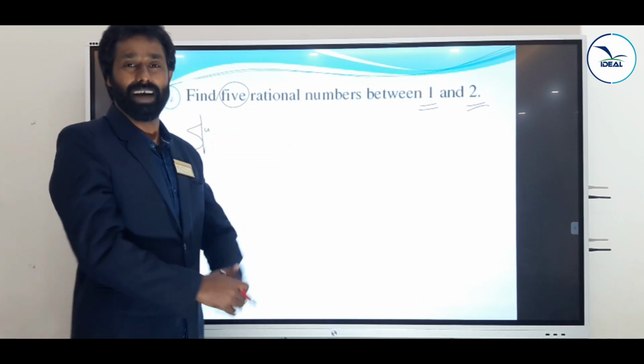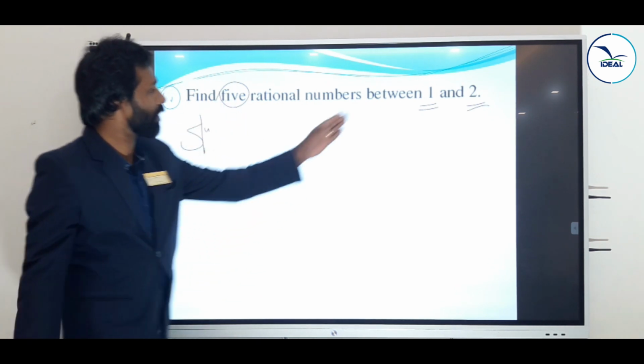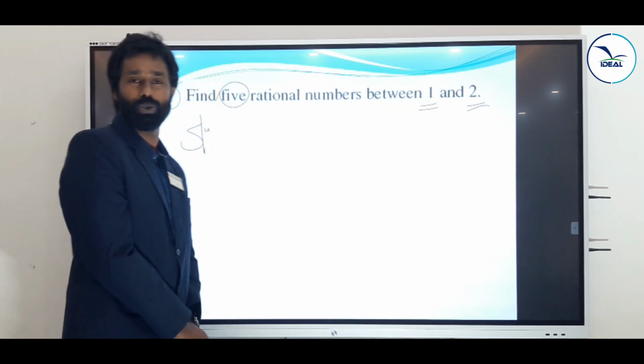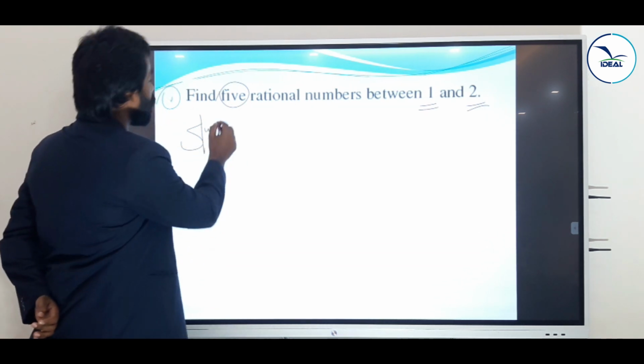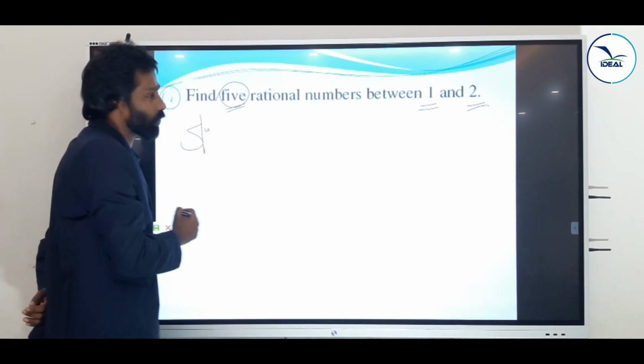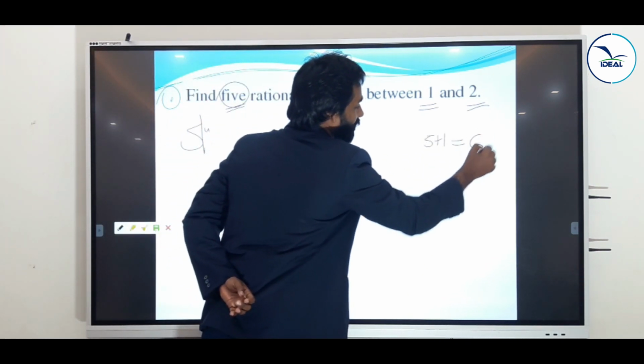Out of that, our task is to find any 5 rational numbers between 1 and 2. So what to do? Well, it's very simple. The method is, we need to find 5 rational numbers. So 5 plus 1, we know it's 6.